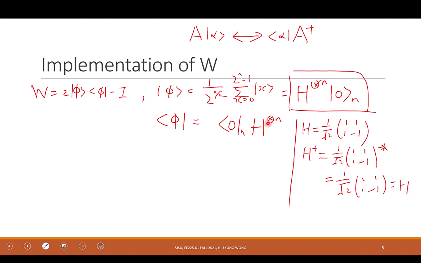So when I write in this way, it's not because I forgot about the equation. It's because I know that H is Hermitian, right? So I just write it in this way. Is that okay? So if that is the case, what is this outer product? How do we write it? Just combine them. Can someone tell me? Here is some typo. Yeah. H tensor product n times.